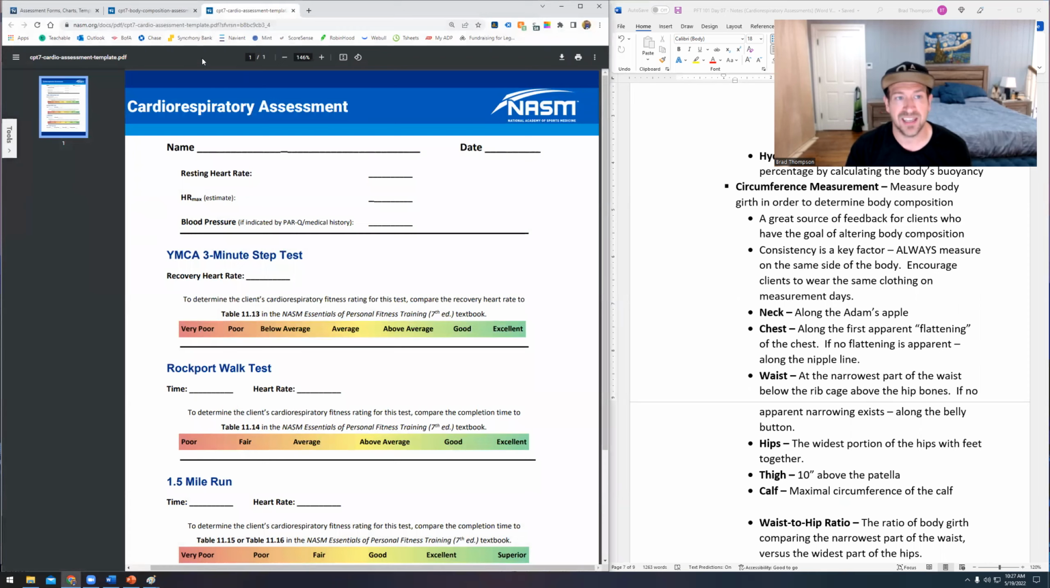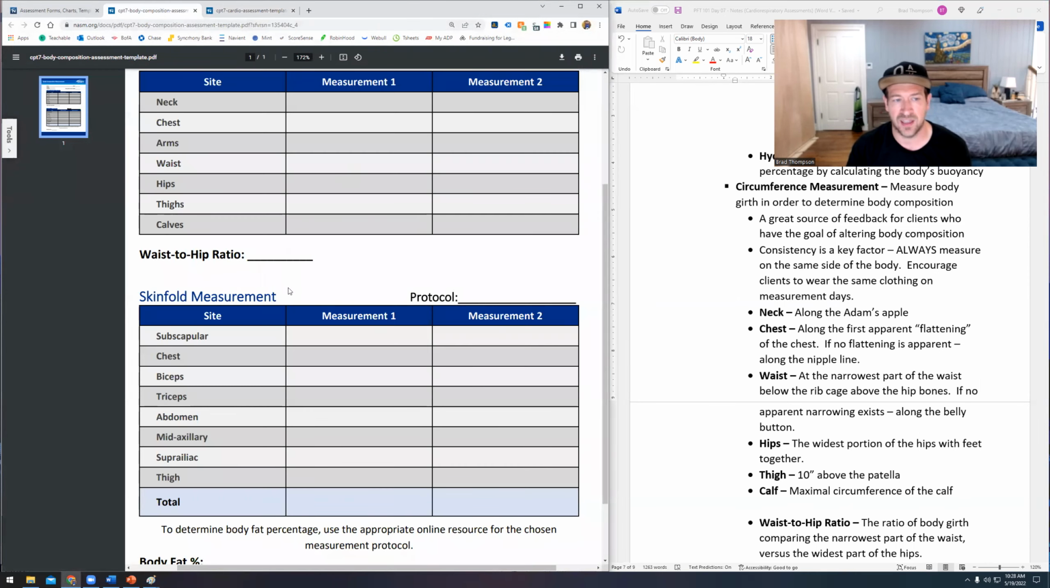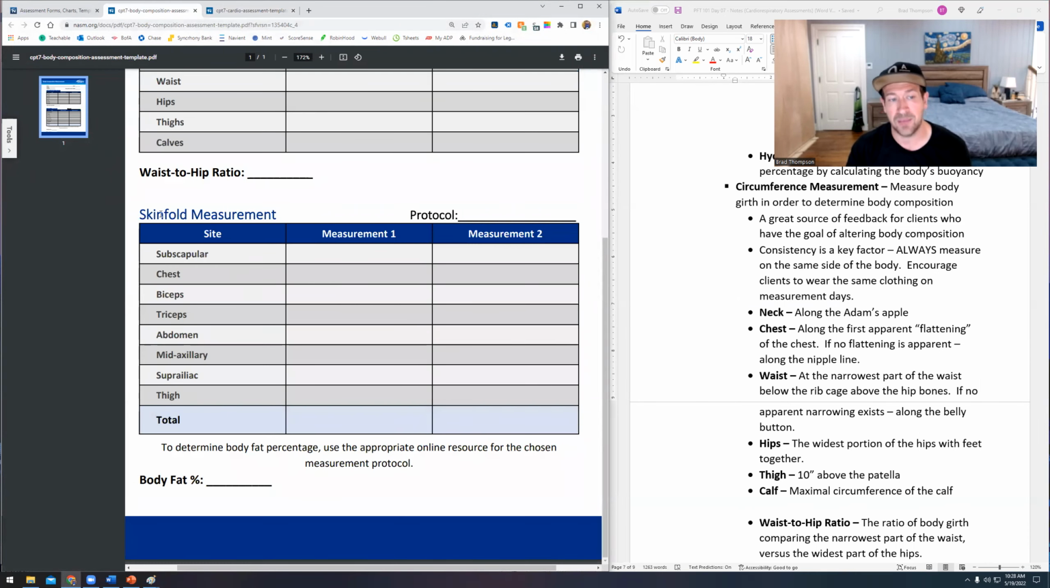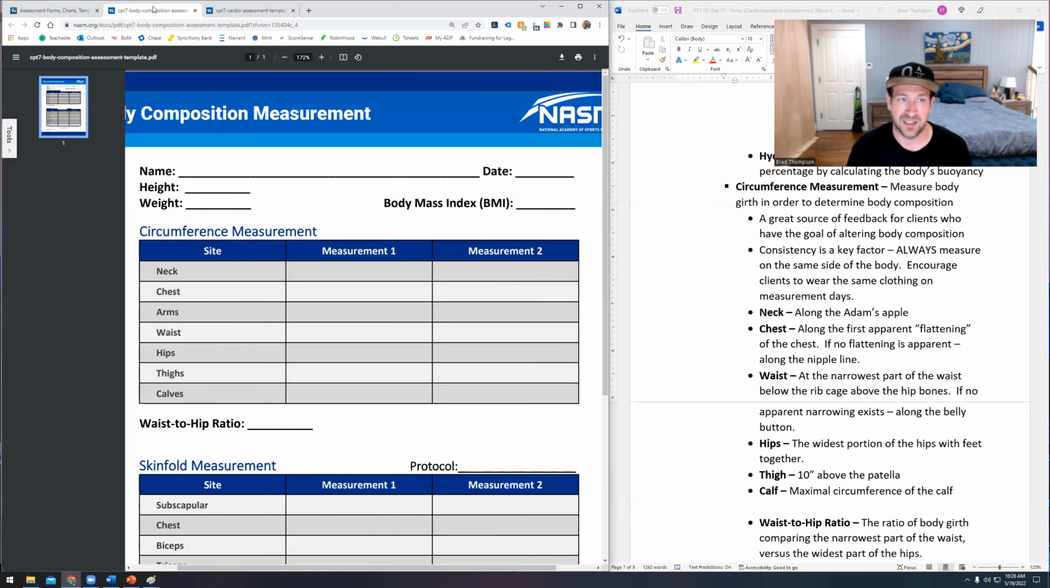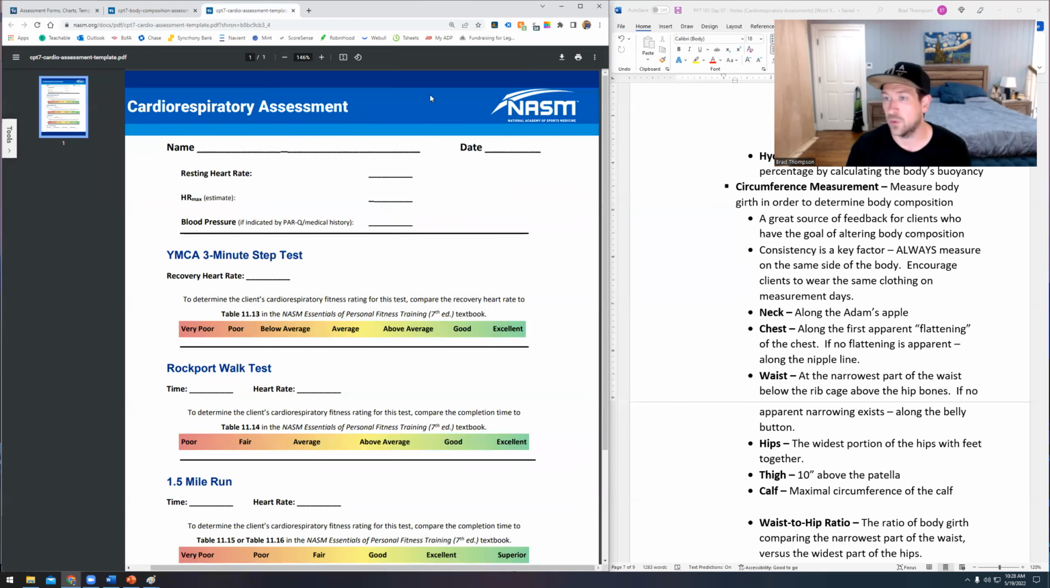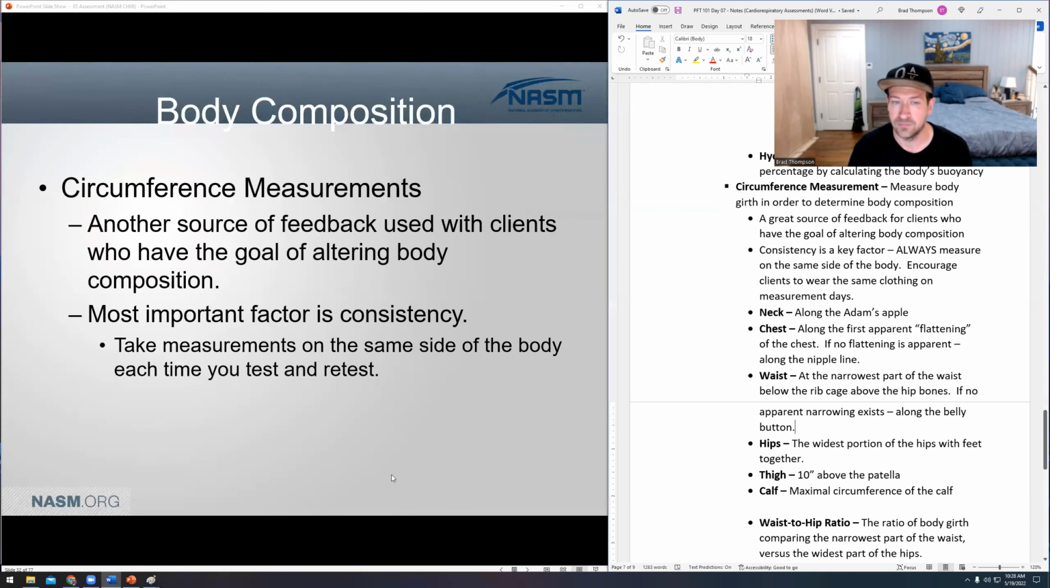A lot of times if I do the electric impedance, I skip this entirely and I go down here and I literally just write what their body fat percentage is. And I'm tracking that over time. My client starts at 25%, they go down to 24%, 23, 22, right? And we're just tracking their progress over time.